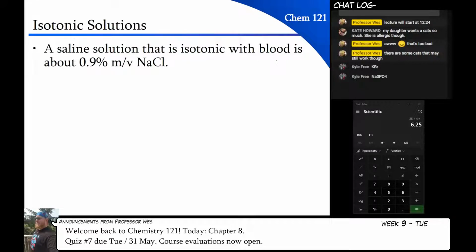This slide is probably the most relevant thing to nursing in this entire class. Saline solution is isotonic with blood if the amount of saline in the solution is 0.9% mass per volume. In other words, if you wanted to make this solution, you would need this many grams of sodium chloride per this many milliliters of water. Because the hundreds here would cancel out, and you'd get a 0.9% NaCl.